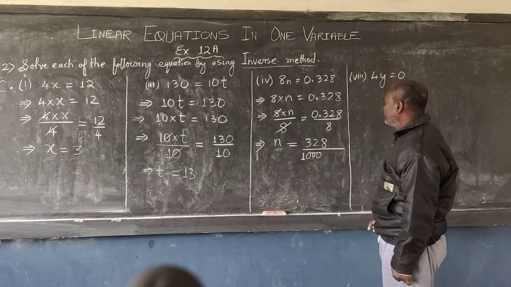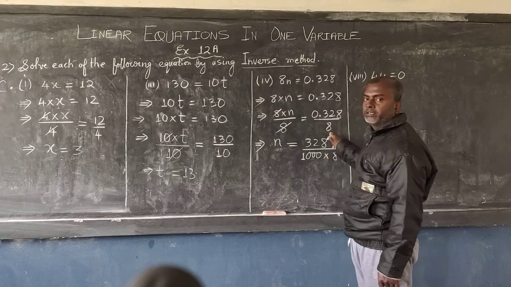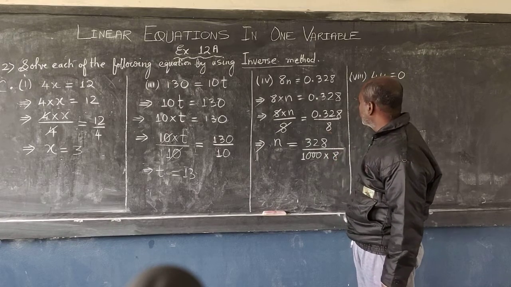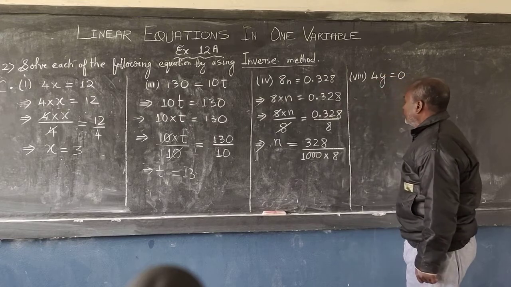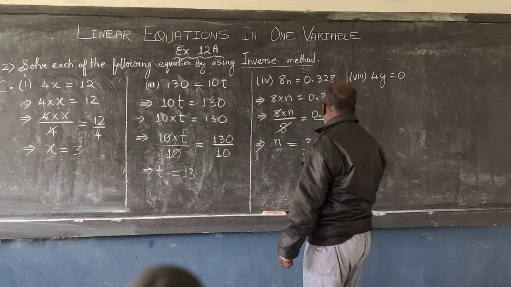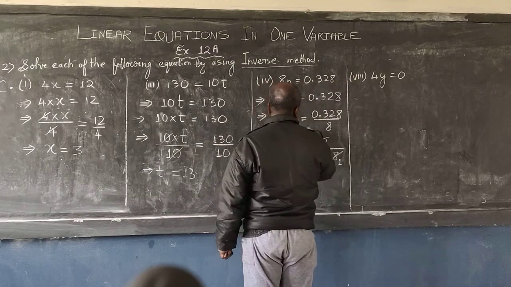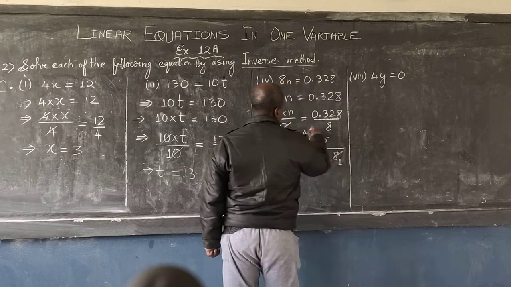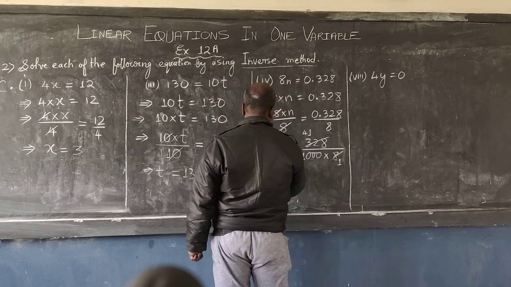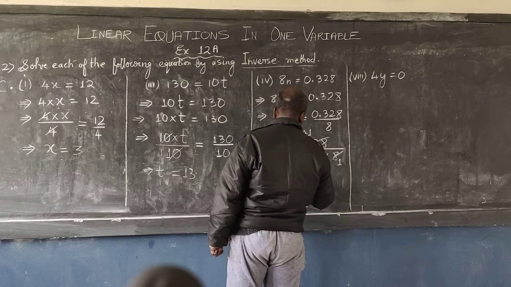We have learned this in decimal chapter, and we have already 8 given. That 8 you have to write. Now let's see whether 328 cancels with 8. Yes, it does. 8 1s are 8. 8 4s are 32. 8 1s are 8. So n is 41 by 1000.